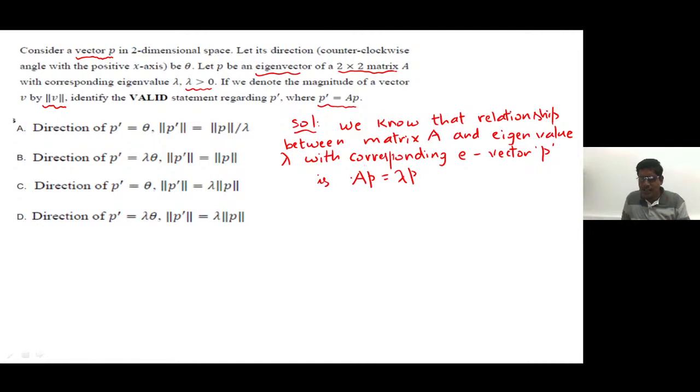Lambda is a scalar, that is a number. P is a vector. Vector means either column vector, column matrix or row matrix. So a number lambda multiplied with a vector gives an output that is a vector. So lambda into P is also a vector. That is A into P is a vector. That means P dash is a vector. Implies P dash is equal to lambda P. They are asking the direction of P dash and the length also.